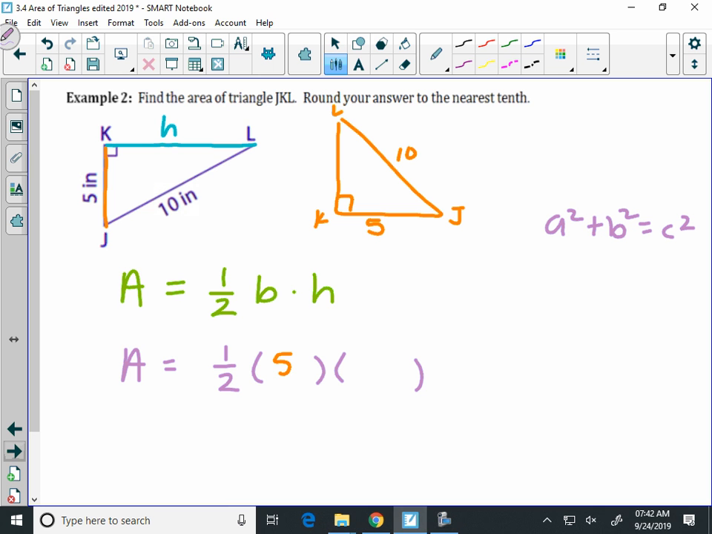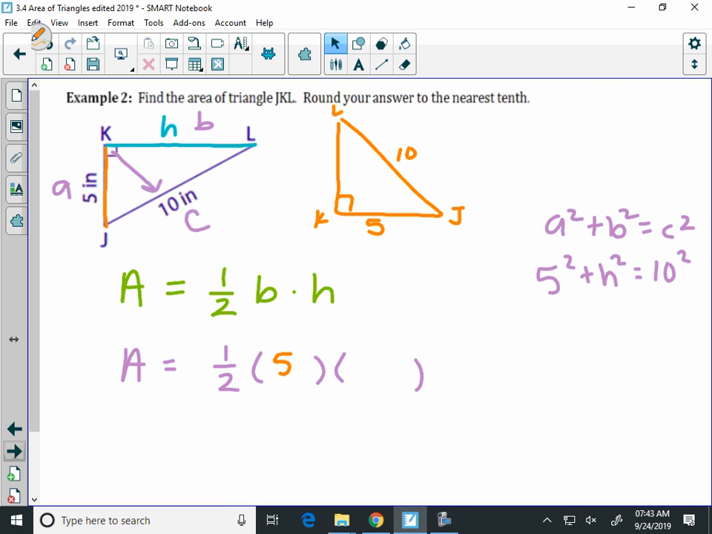So, label. I'm going to start at my 90-degree angle and go across. That's always my C. Then it doesn't matter. I'll make that my A. I'll make my height my B. And then you plug into the Pythagorean theorem. So we have 5 squared plus our height, which we don't know, equals 10 squared. And then we just have to solve for our height.